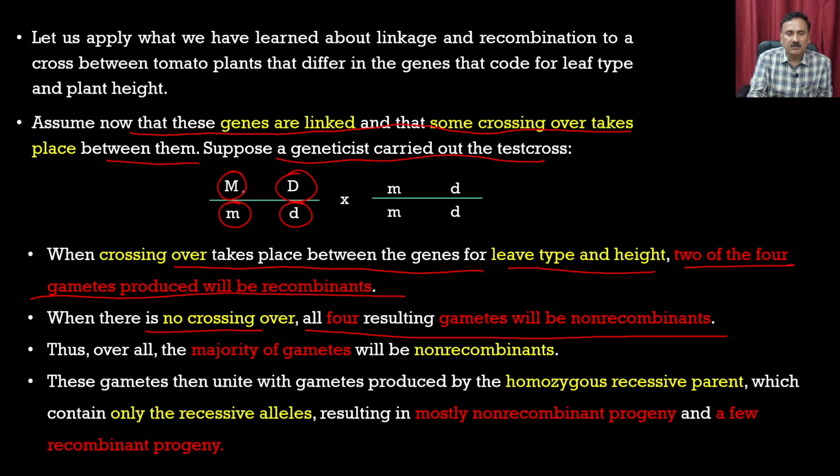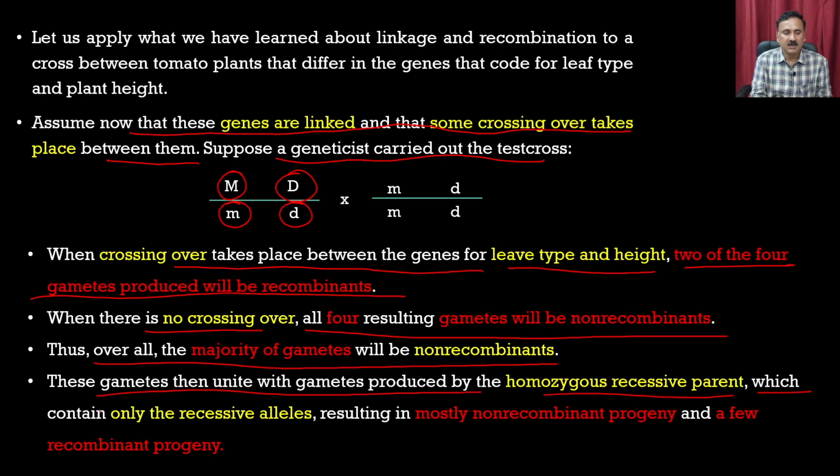If there is no crossing over, all four resulting gametes will be non-recombinant, which means it is going to follow classical Mendelian genetics and give you the pure non-recombinants. Thus, the majority of gametes will be non-recombinant. These gametes then unite with gametes produced by the homozygous recessive parent, which contains only recessive alleles, resulting in mostly non-recombinant progeny and a few recombinant progeny.